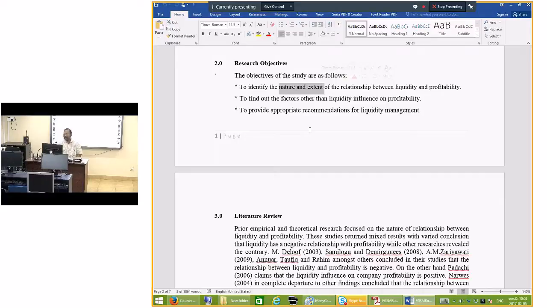Okay, sir. The third one: provide appropriate recommendations for liquidity management. Okay, this is general. Therefore, you have only two objectives. One is the relation between liquidity and profitability. Or otherwise, you can put some other objective: the nature and extent of the liquidity of the commercial banks in Sri Lanka. One objective is to identify the nature of the liquidity.